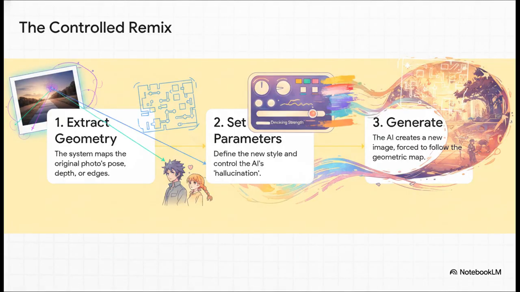And this all works in a pretty straightforward three-step process. First, the system scans your photo and basically creates a digital blueprint of its geometry. Step 2, you get to set the creative rules. You define the new style and you tweak this super important slider called denoising strength, which tells the AI how creative it can get. And finally, the AI generates the new image. But, and this is the key, it's forced to color inside the lines of that geometric map you just made.